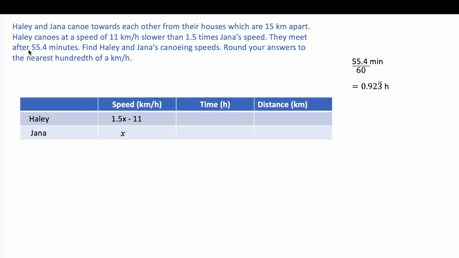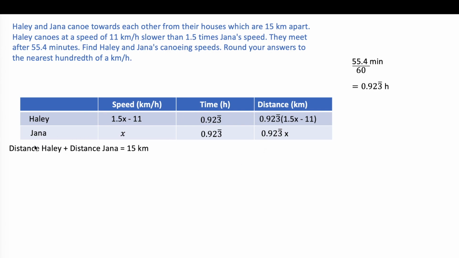They meet after 55.4 minutes, which is 0.923 repeating hours, and that's the time that both of them are paddling for. The distance that Haley travels is going to be 0.923 repeating times the speed. Speed times time is distance. The same thing for Jana: I'm going to multiply the x by 0.923 repeating. We know there are two distances.